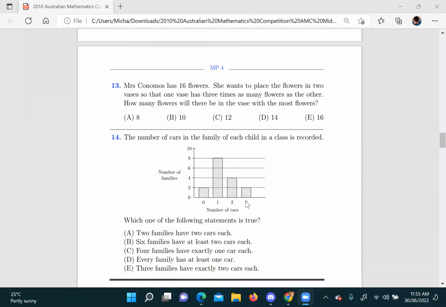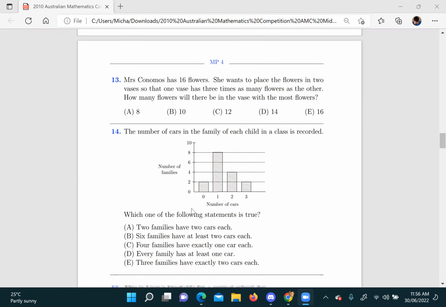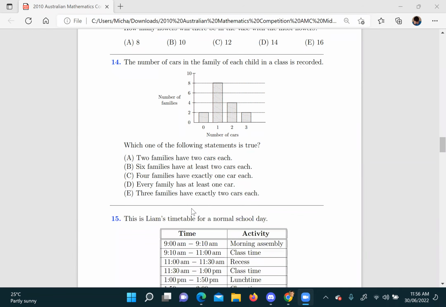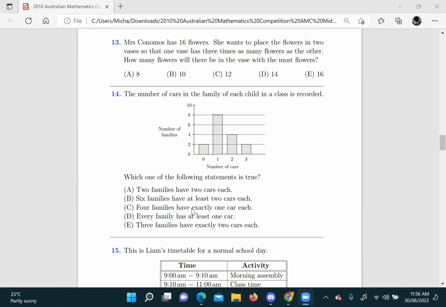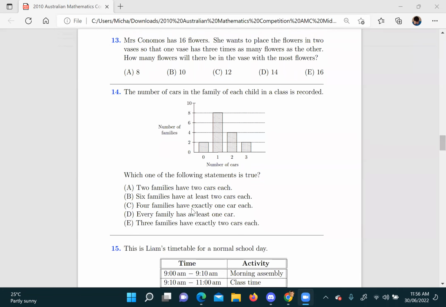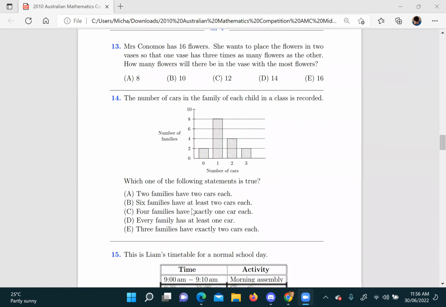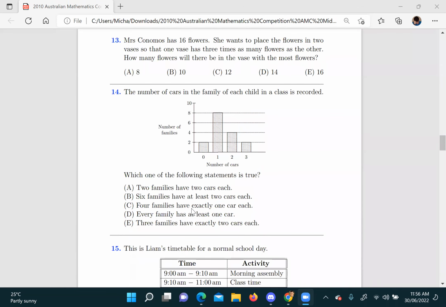Okay. What's the next question that's interesting? Konomos has 16 flowers? Okay, we might have to skip a few of these. Interesting question. Every family has at least one car. Okay, let's do 13 then. 2 families have 2 cars. No, that's the number of the family. But if you can see on the edge.